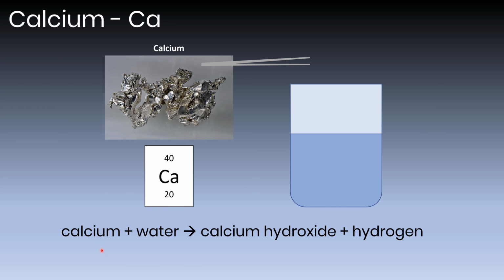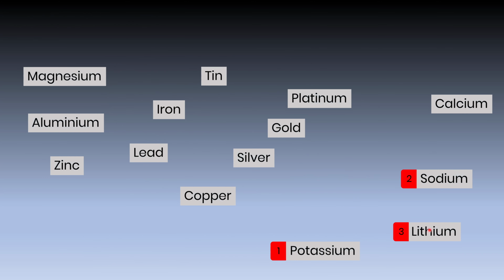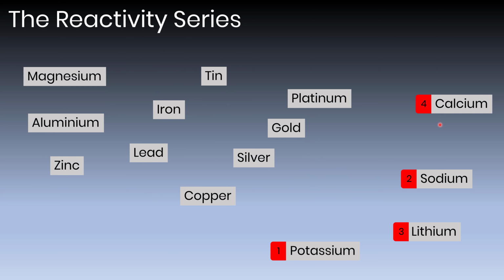Let's describe this using a symbol equation now. Calcium has the symbol Ca. It needs to react with 2 water to form calcium hydroxide. You can see the OH in the formula, and H2 gas. This means that we can rank calcium number 4 in our order of reactivity, or reactivity series.